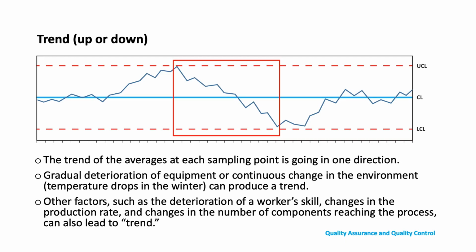For this one, we start to see a trend. The measurements are going down in one direction during this period of time. The measurements may also go up in one direction. This situation indicates gradual deterioration of the equipment, continuous change in the environmental conditions, or deterioration of the worker's skill. Whenever a trend is observed, one needs to identify the root cause and prevent it from happening again.